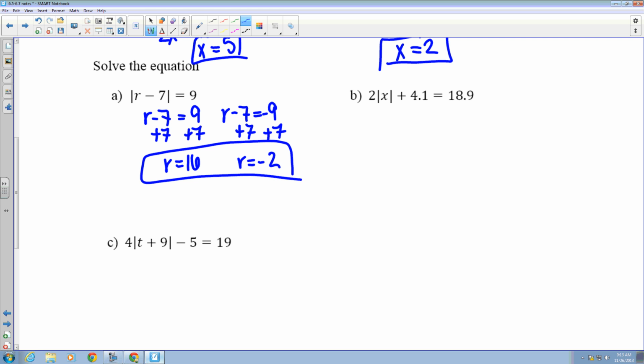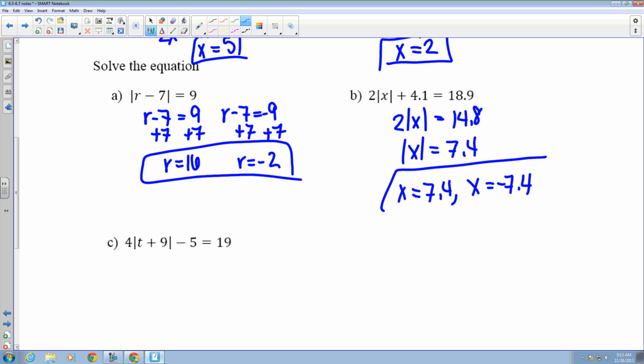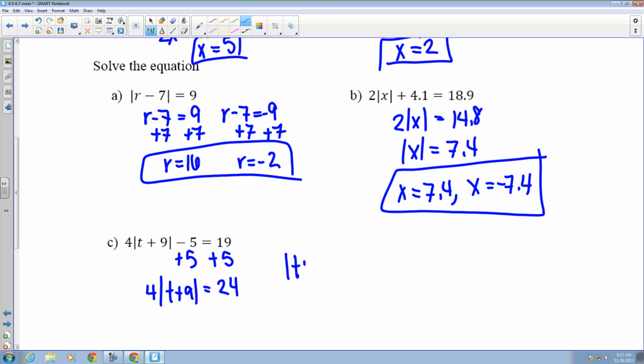So you need to subtract 4.1 first. Absolute value of x is equal to 7.4. So we have 7.4 and negative 7.4. Add 5. Divide by 4.